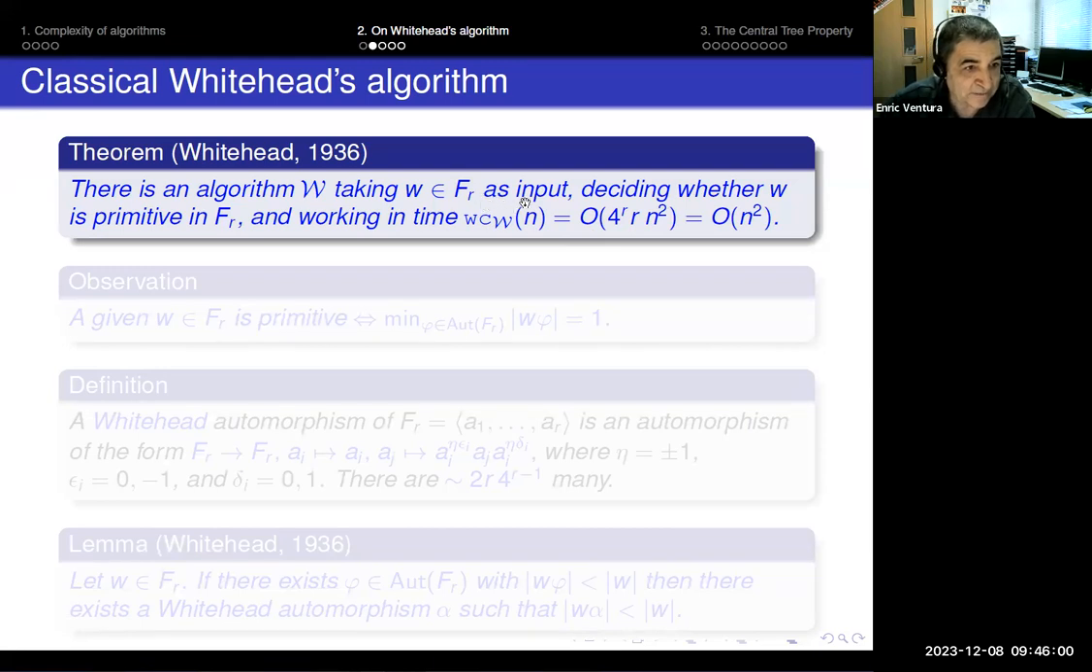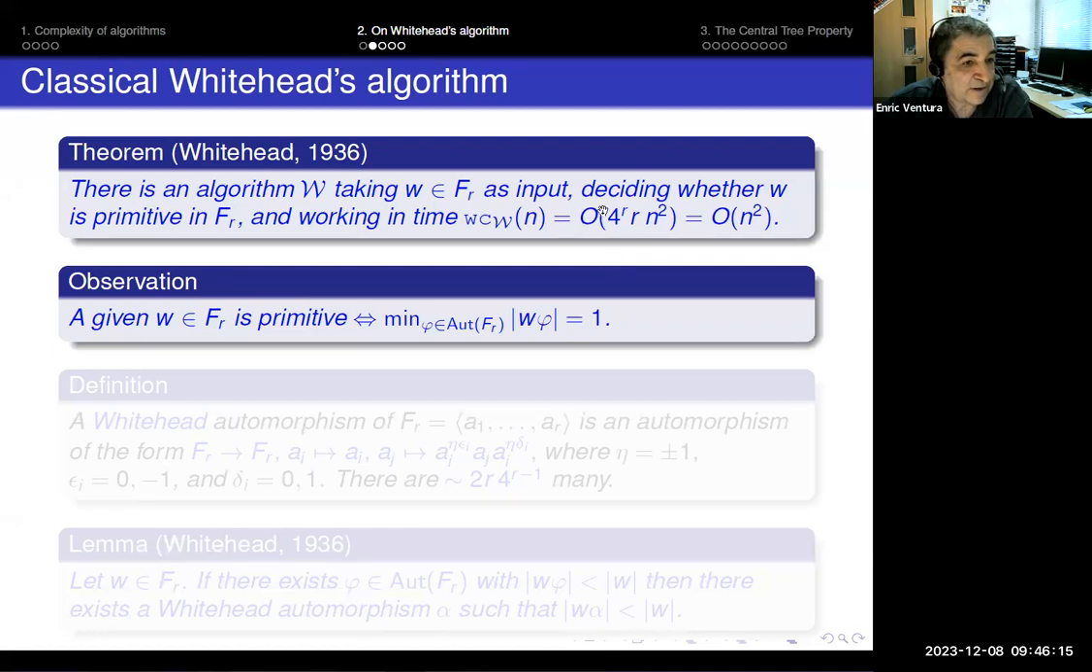This is not relevant here because the rank is a constant. So this 4 to the R is nothing. It is just a constant, but in the way that I will apply in 10 minutes, this dependency will be important. How does this classical algorithm work?